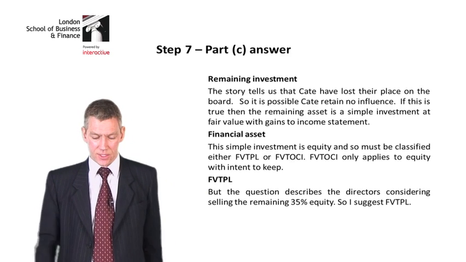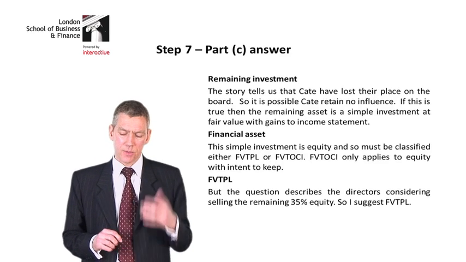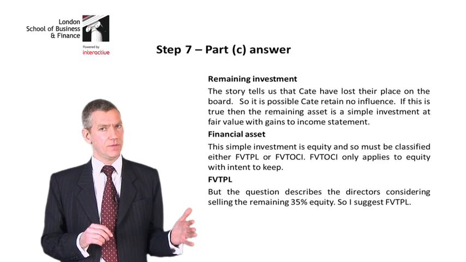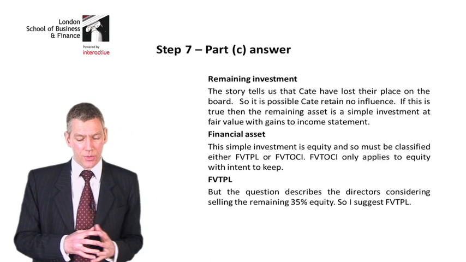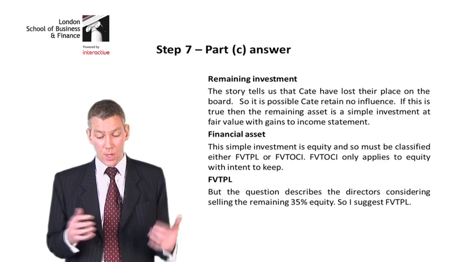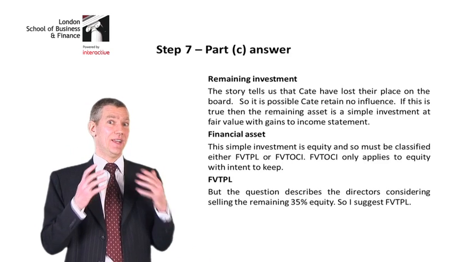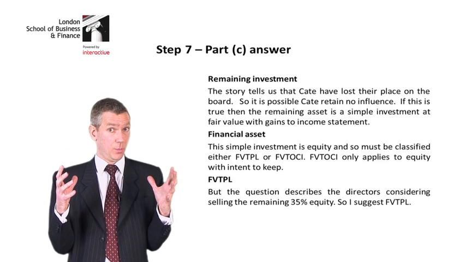The remaining investment, the story tells us that Kate have lost their place on the board. So it's possible that Kate retains no influence. That's my suggestion anyway. You could argue other things. If this is true, then the remaining asset is a simple investment at fair value with no gains to the income statement. Now getting into some really sophisticated financial reporting, and if you can keep up with this, you're doing extremely well.